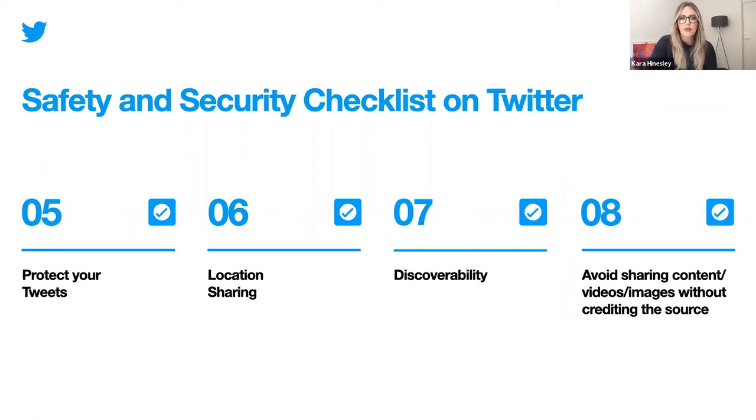The other thing we also talk about is discoverability. And so if you do want to connect with people on Twitter that you already know, you have the option to share your email or phone number with Twitter to make you more discoverable, and it'll go through your contacts and see if you want to connect up with folks that way.